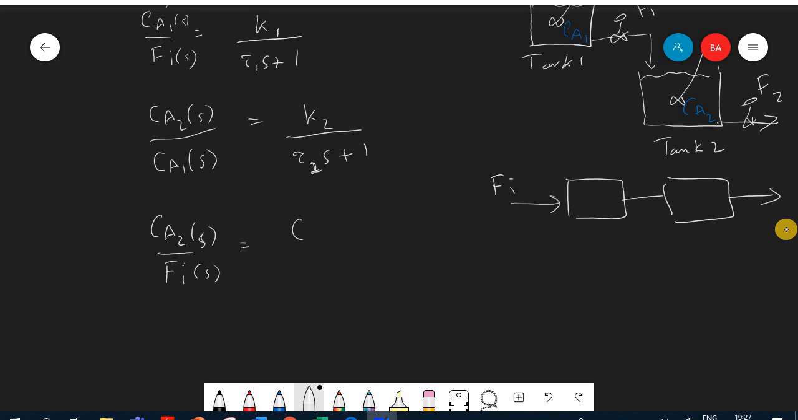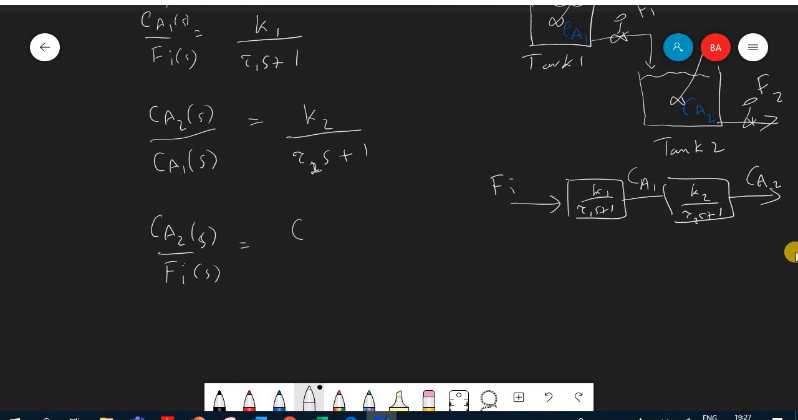This is Fi, and this is CA1, and this is CA2, and this is the relationship between CA2, CA1 and Fi. The relationship between CA1 and Fi is K1 over tau 1s plus 1, and the relationship that I have for CA2 to CA1 is K2 over tau 2s plus 1. And if I want to find the relationship between CA2 and Fi, I multiply these two transfer functions.